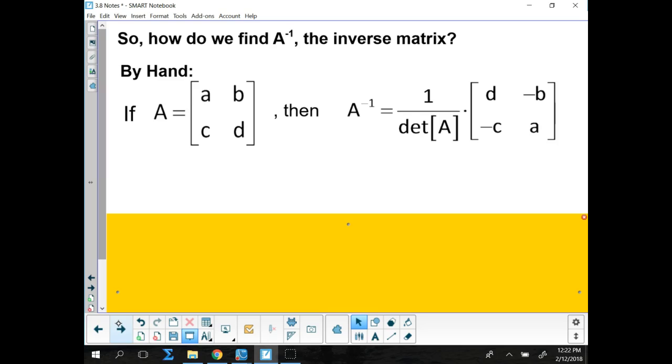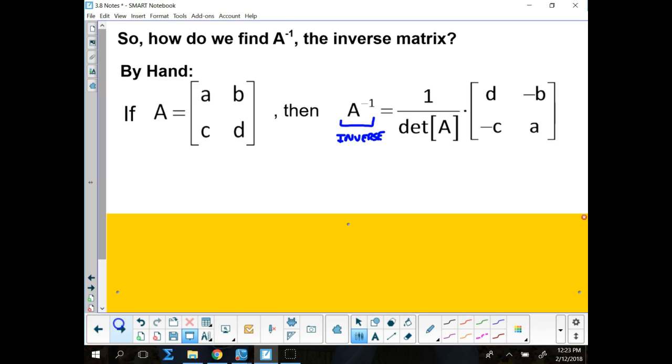So, by hand, if we have a matrix A, a 2 by 2 matrix, A, B, C, D. The inverse, and this, ladies and gentlemen, is the symbol for inverse. Anything to the -1 power is an inverse. The inverse is 1 over the determinant of matrix A.